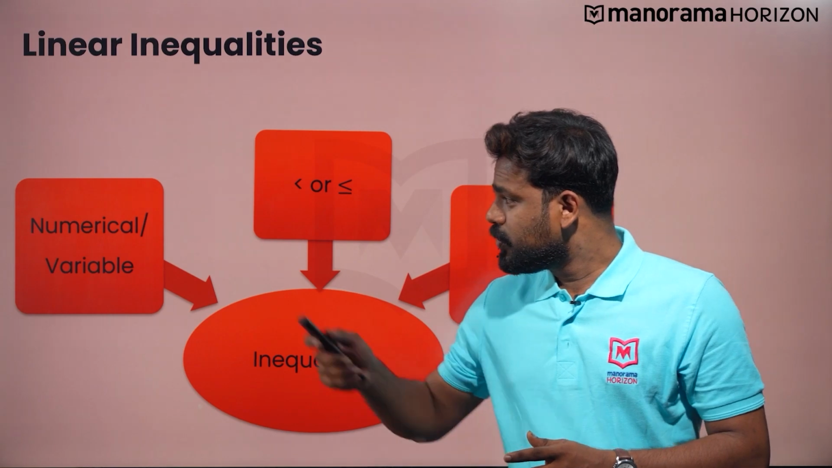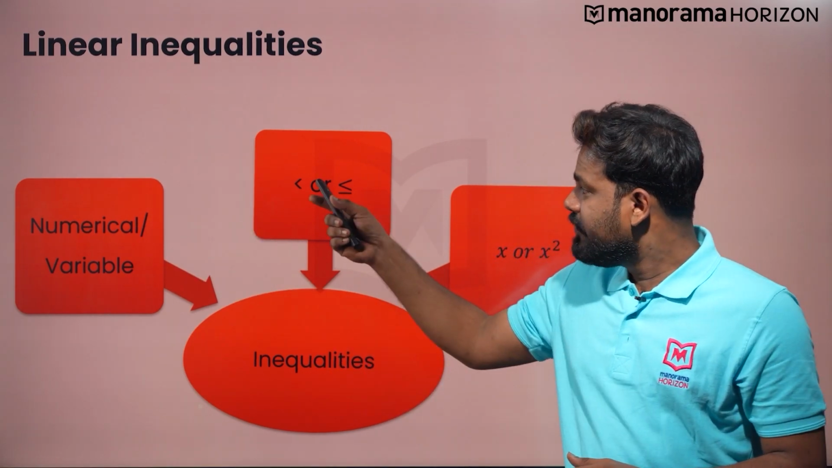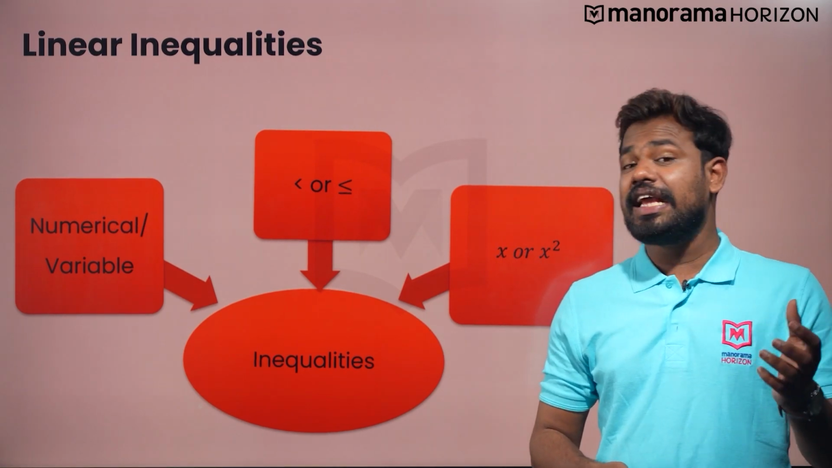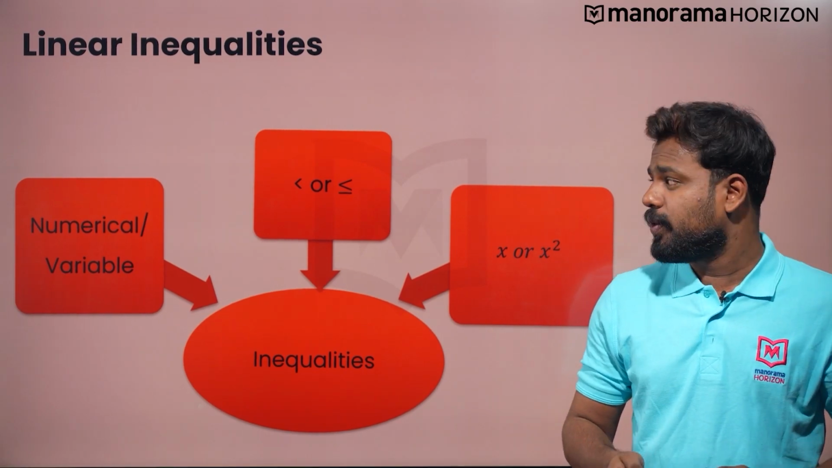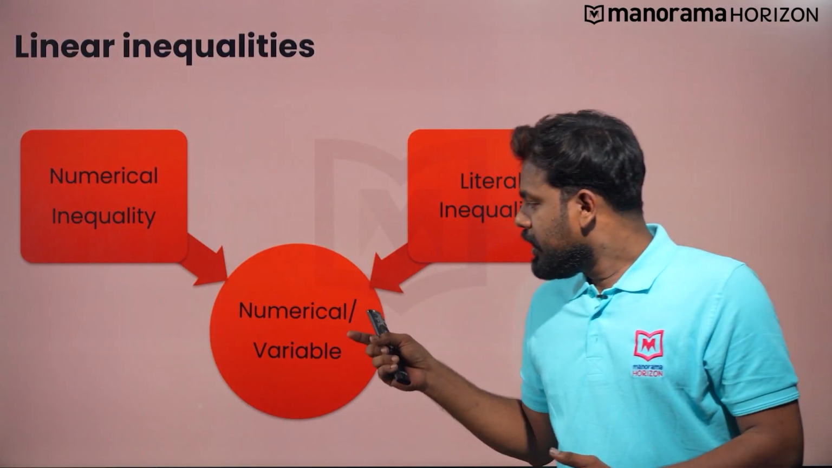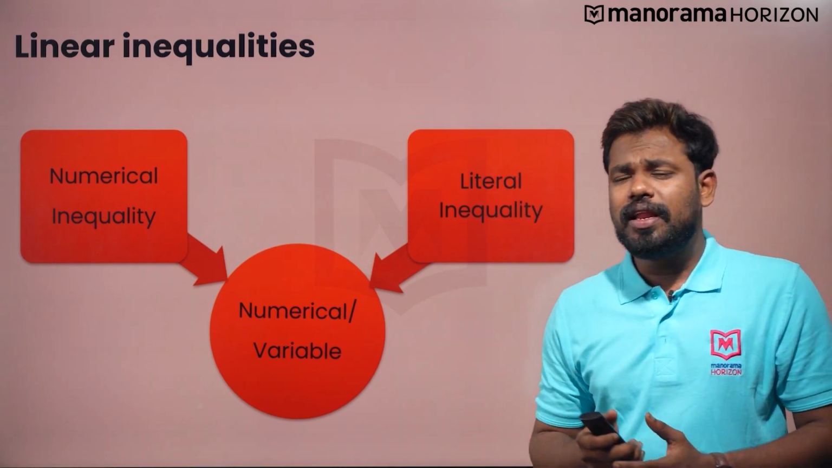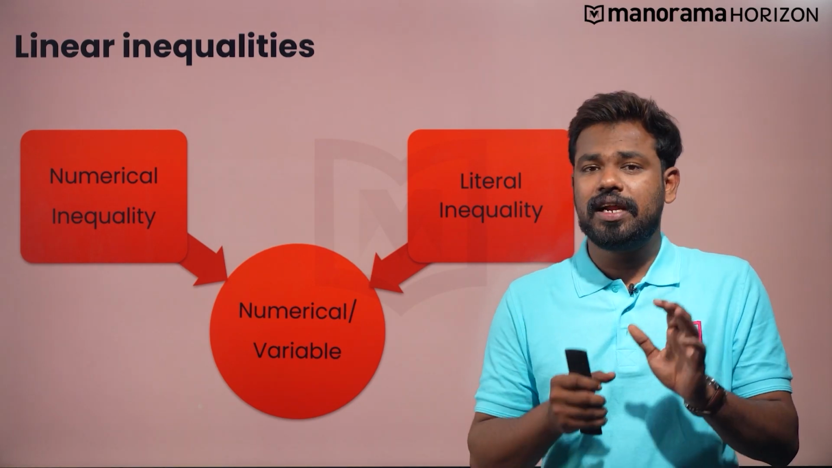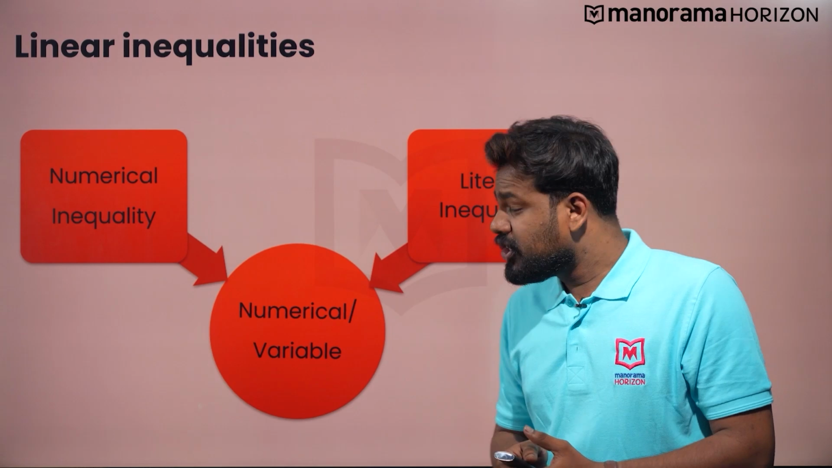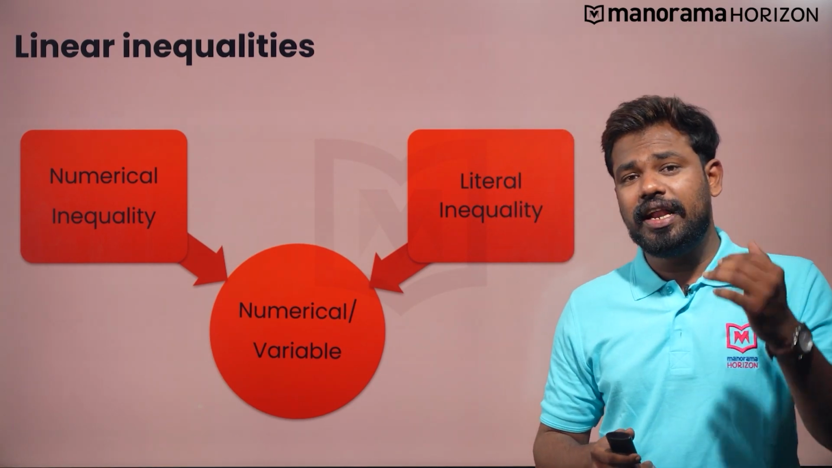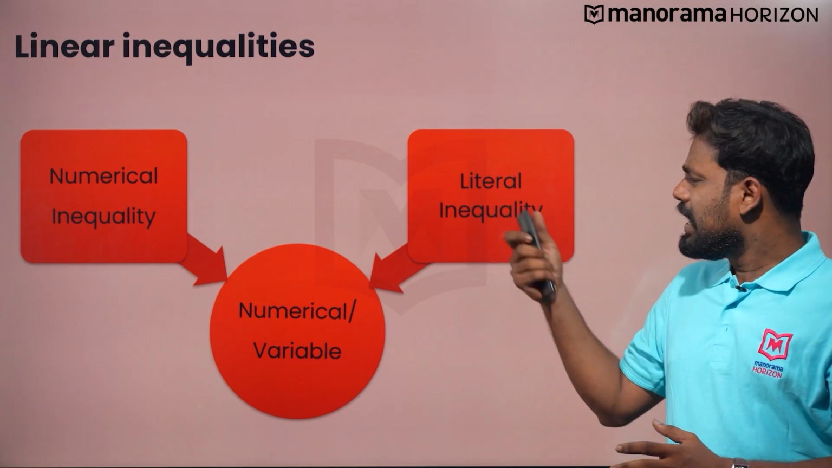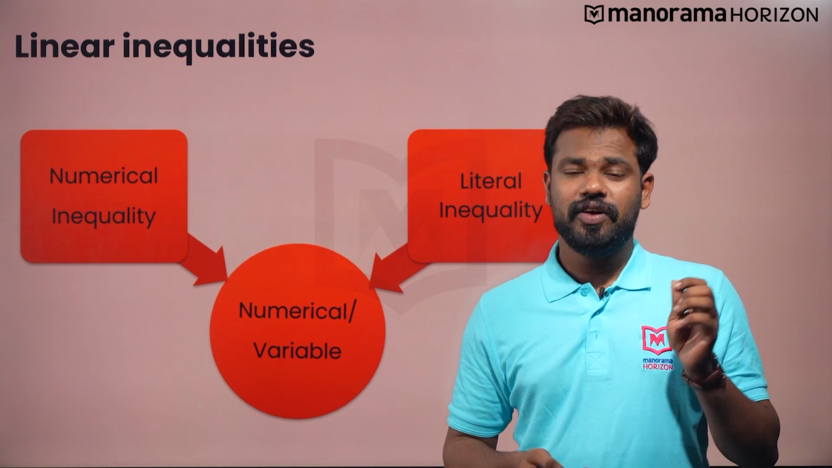Now let's look at the different types of linear inequalities. The first one is numerical or variable. Then we have x or x square. What is this x or x square? It is either a linear inequality or a quadratic inequality. First we can look at the numerical or the literal inequality. A numerical inequality is, for example, 3 less than 5, because it contains only numerals. The next one is the literal inequality, which contains variables. Suppose I say x greater than y or x less than or equal to y square, these are literal inequalities because they contain variables.